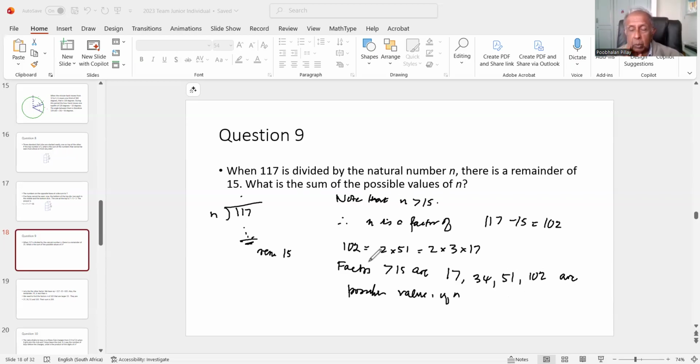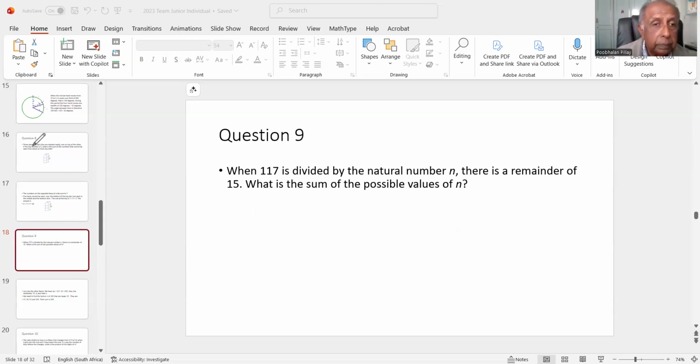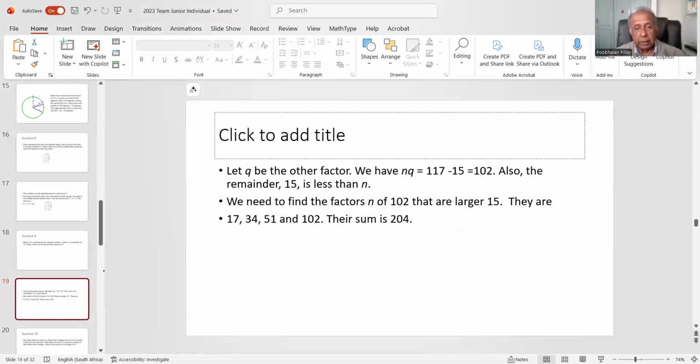Now, they wanted to know what the sum is. So you got 17 plus 34 is 51. 51 plus 51 is 102. So the answer I get is 204. Right? So let's just check that. Yes, the sum is 204.